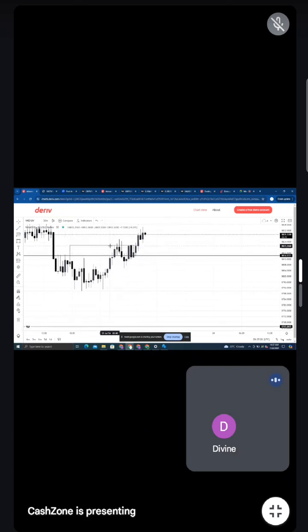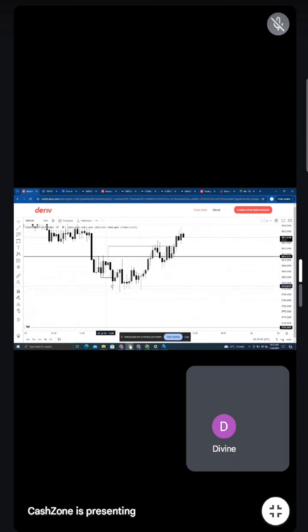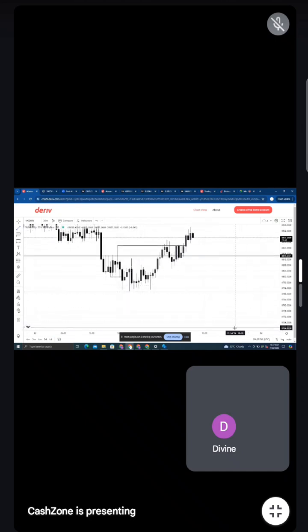You see how I mark this thing, I see where the main break of structure happened with the body. All this liquidity here, all these wicks here, it's not my break of structure. Where did this liquidity sweep happen? So this is actually not clear, man. It's not clear.